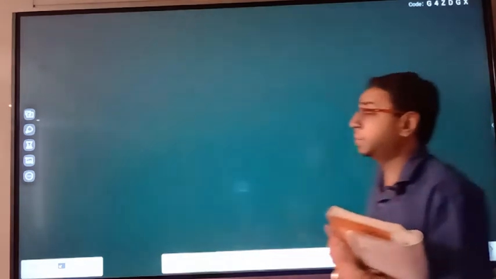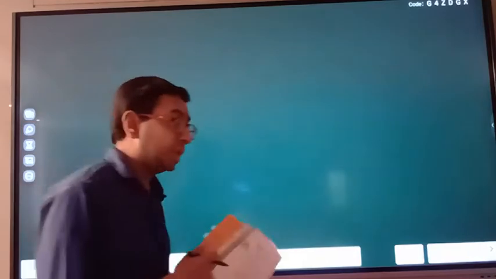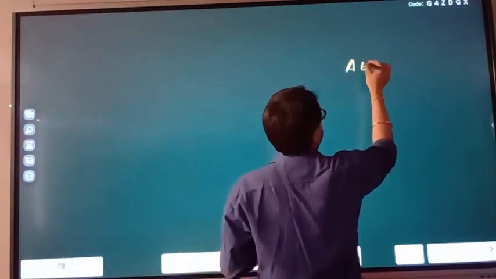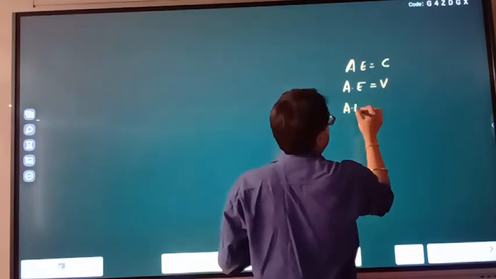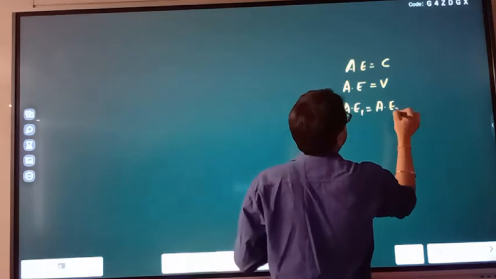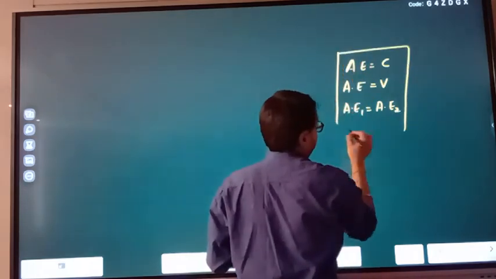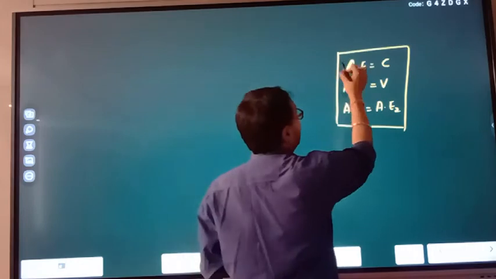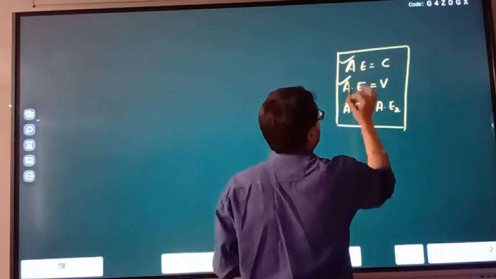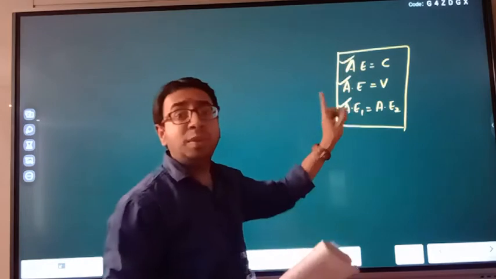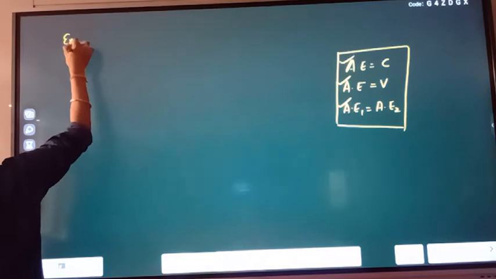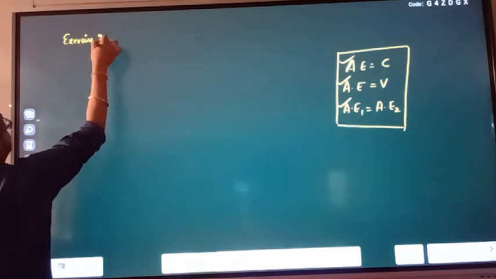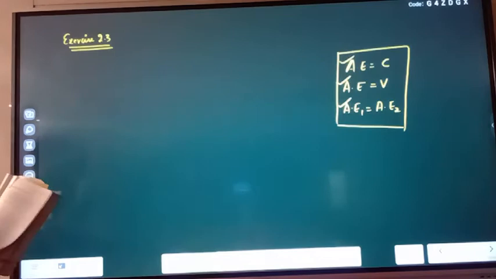The exercise that we'll be starting with is exercise 2.3. Earlier we discussed in exercise 2.1 an algebraic expression equal to a constant, an algebraic expression equal to a variable, an algebraic expression equal to another algebraic expression. These types of factors are involved in an equation. This one we have done. In exercise 2.3, we'll be doing the concepts where an algebraic expression will be equal to another variable or another algebraic expression. So, exercise 2.3.